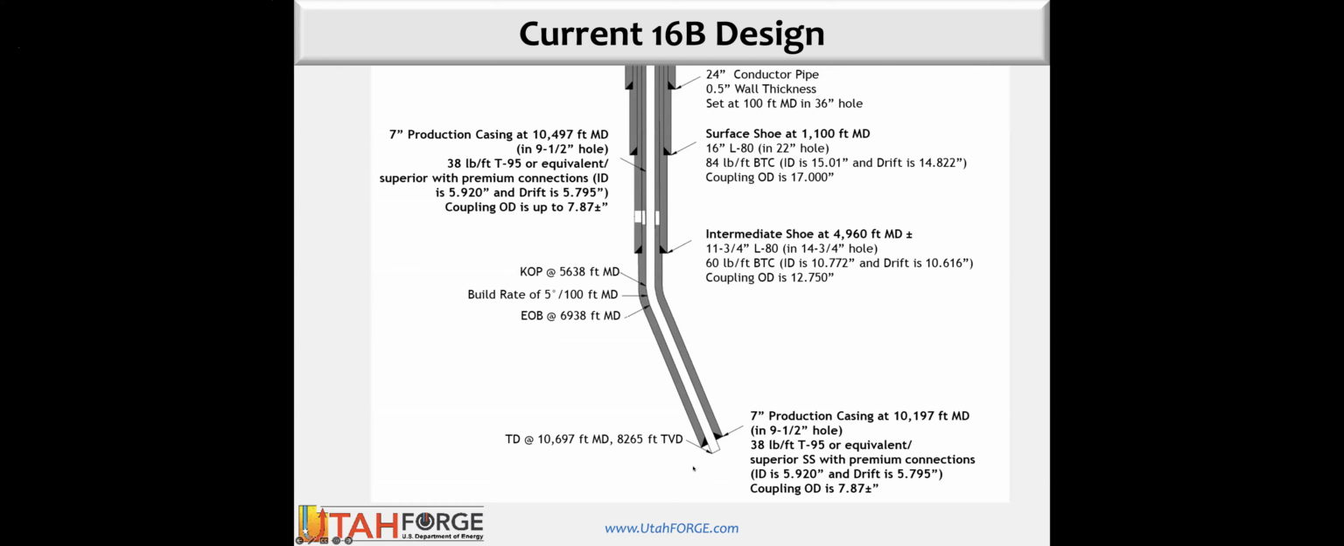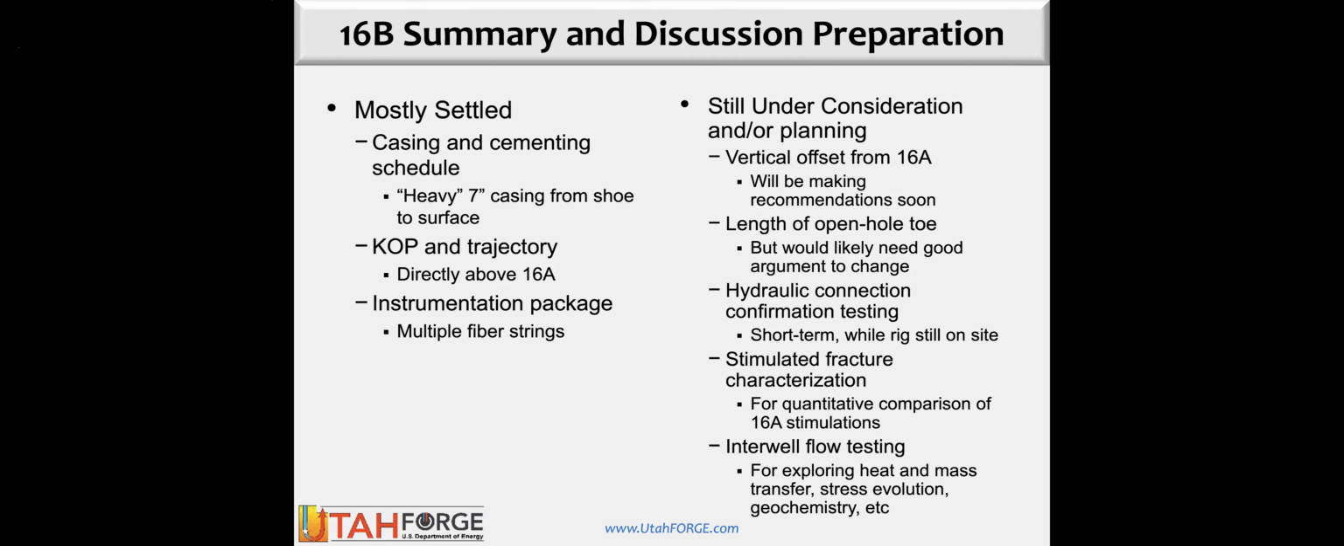What's important to note is that this is a 7-inch well. It's a very heavy casing, I believe 38 pounds per foot, T95 or equivalent. So our inside diameter is going to be on the order of 5.9 inches inside this casing. Importantly, the drilling team has spec'd out approximately 500 feet of open hole toe at the bottom of this, to look at some of the previous work and see if we can find some of the fractures from the 16A stimulation.